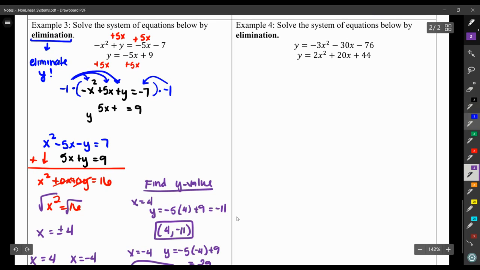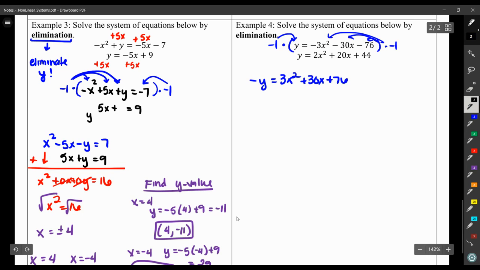So for example 4, we're going to use elimination again. This one doesn't need to be manipulated, because they both are set up relatively the same way. We have y's on the left, and then x, and a constant on the right. So we can go ahead and start multiplying and trying to eliminate the y. So if I multiply this top equation by negative 1, we will hopefully be able to eliminate y. So we get negative y equals positive 3x squared plus 30x plus 76. And again, the bottom equation is going to stay the same, so I will rewrite it down at the bottom.